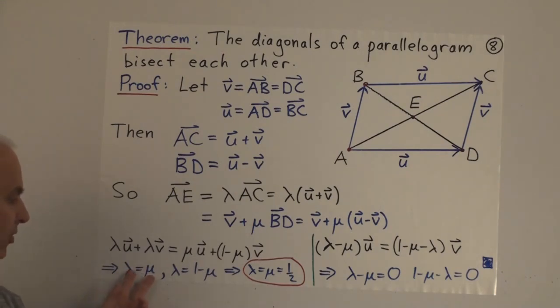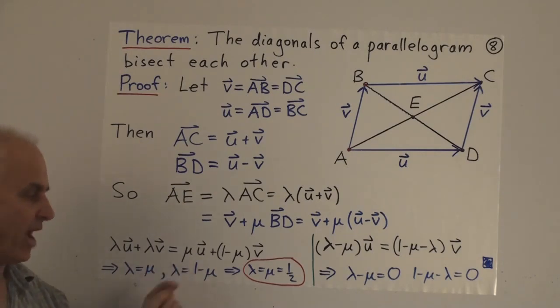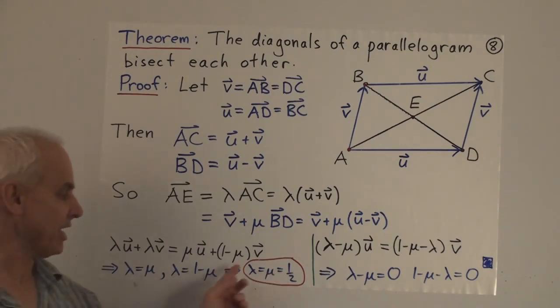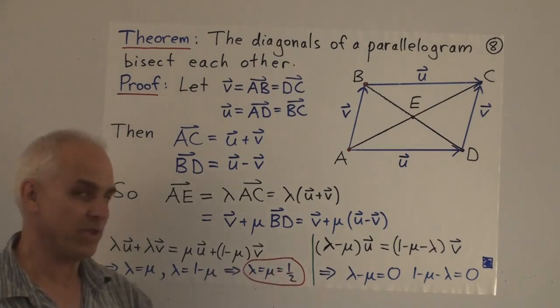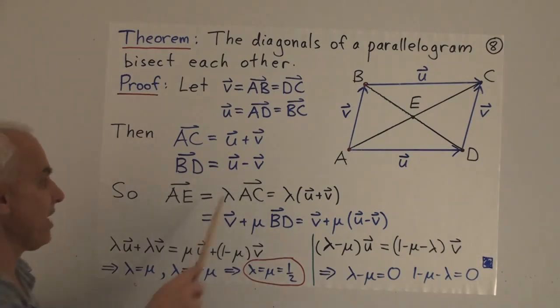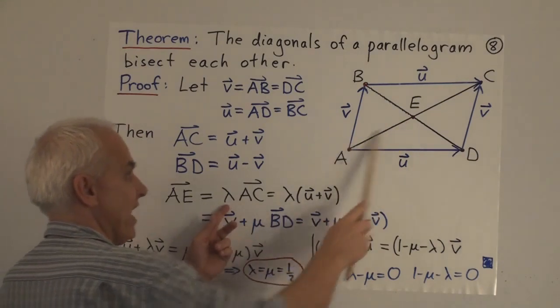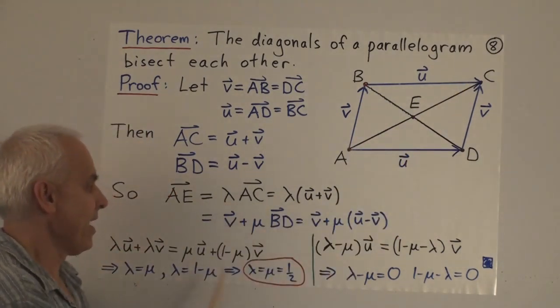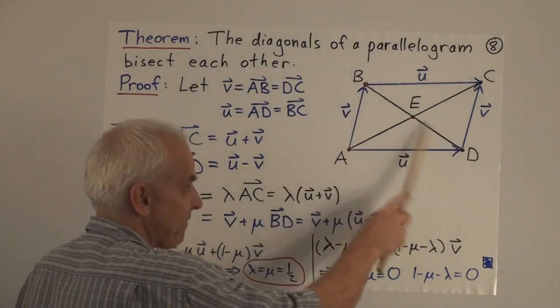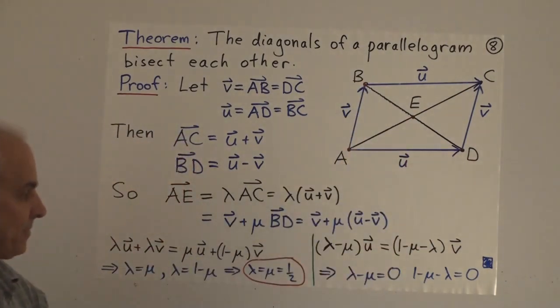Well, if lambda equals mu, then when we bring that to the other side, we get 2 lambda equals 1, and so lambda equals 1/2. And so mu equals 1/2 as well. So we've established that lambda and mu are both equal to 1/2. And that's what we wanted to prove, to show that AE is really half of AC. And AE is this plus 1/2 of BD.